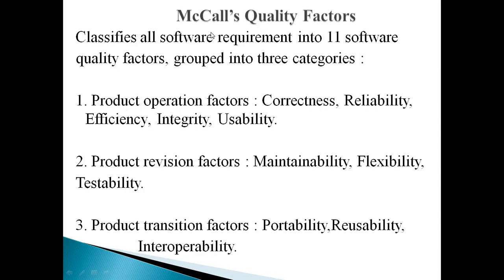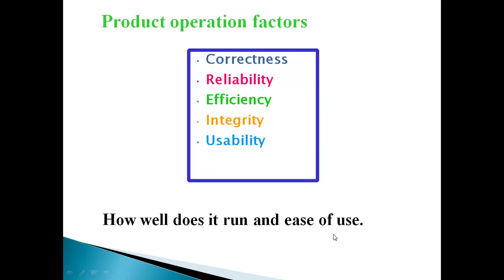Now let's see McCall's quality factor. It is classified into 11 quality factors, and they're grouped into three categories. When I talk about the product operation factor, it has different factors or categories: first is correctness, reliability, efficiency, integrity, and usability. The next, product revision, is maintainability, flexibility, and testability. Product transition will have portability, reusability, and interoperability.